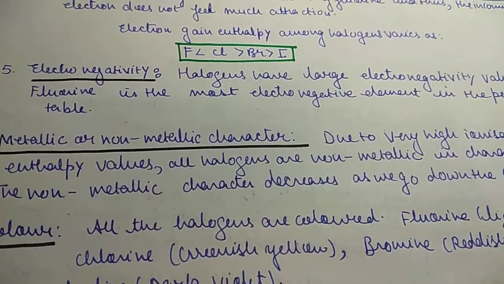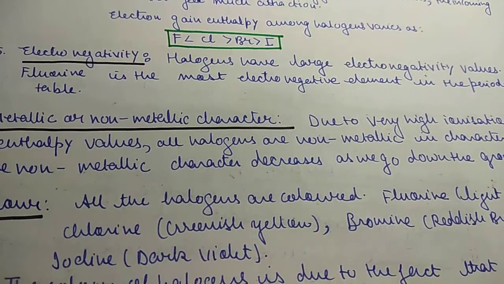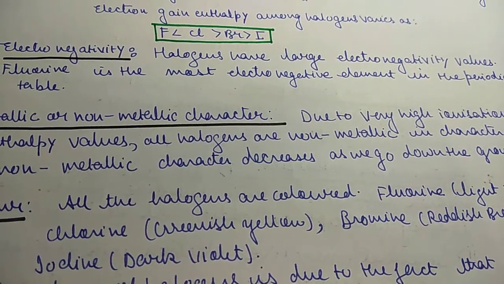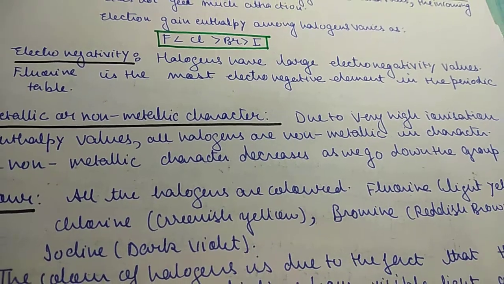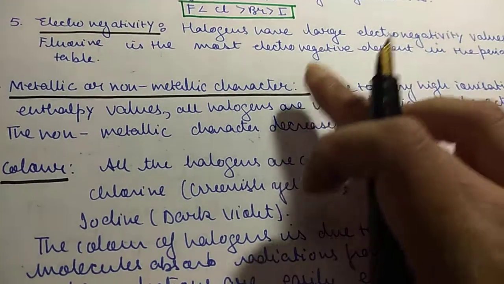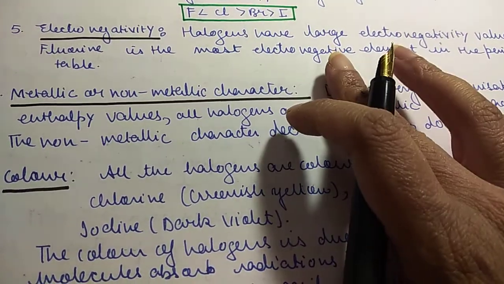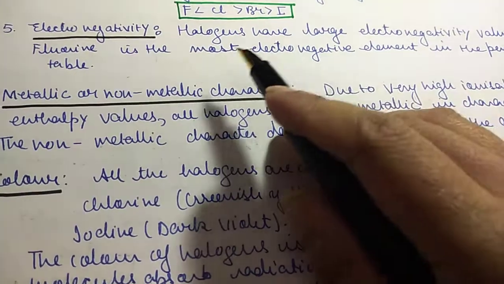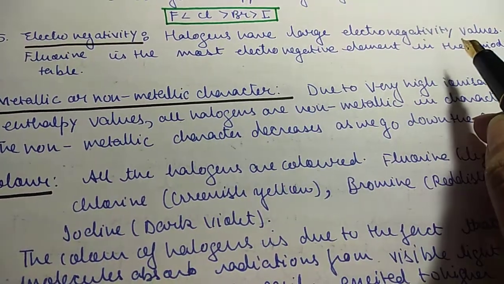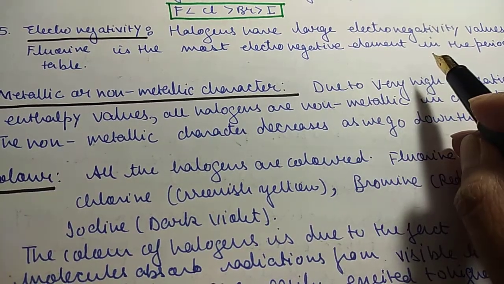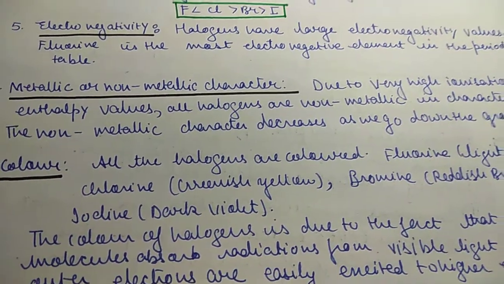Then next we have electronegativity. Now halogens have large electronegativity values. Fluorine is the most electronegative atom in the periodic table. Here we are talking about electronegativity and not about the electron affinity. So halogens have very large electronegativity values, and fluorine is the most electronegative element in the periodic table.